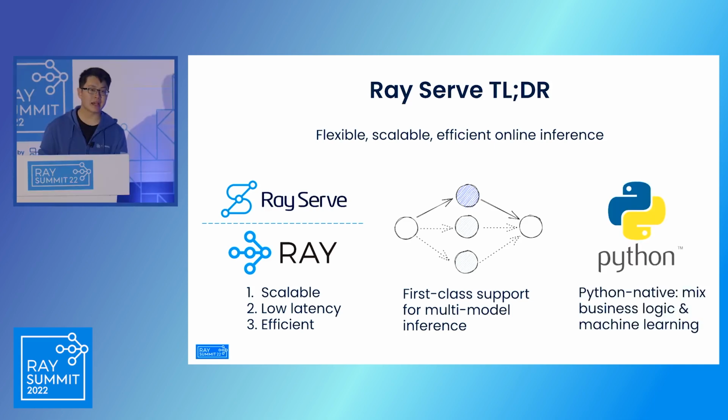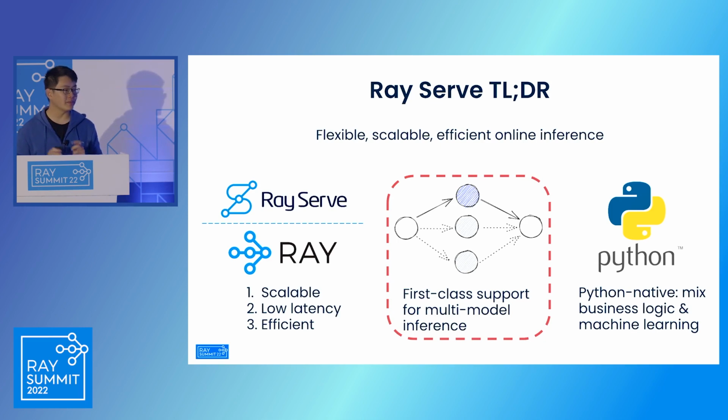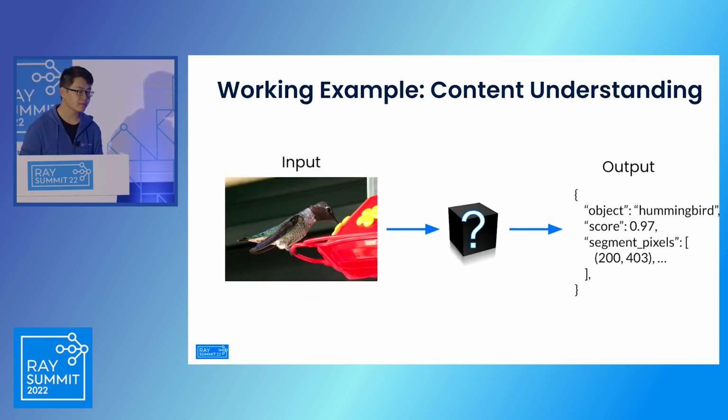And then by building on top of Ray and having this native API, you can write arbitrary Python code and integrate arbitrary Python libraries to serve models, which provides a perfect mix of writing business logic with your machine learning model inference code. And in particular, the deployment graph API I'm going to introduce today is going to be focused on this kind of multi-model inference support.